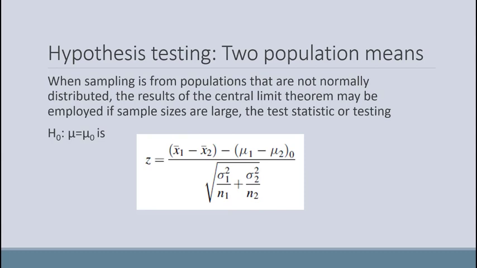When sampling is from populations that are not normally distributed, the central limit theorem may be employed if the sample sizes are large. Remember, we talked about if we have a sample size that is more than 30, we say that the sample size is large. So to calculate the test statistic, you can use the formula shown below.